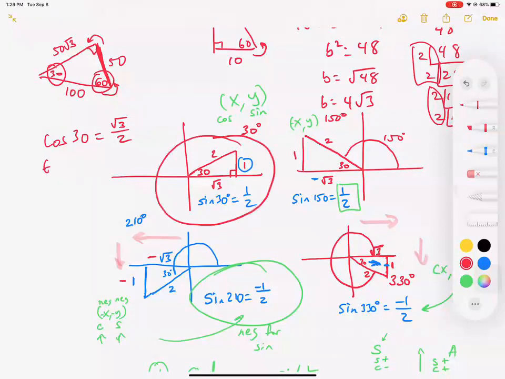If I ask you, what's the tangent of 30 degrees? Since we have the 30 degrees already drawn, that's going to be 1 over square root of 3, because it's opposite over adjacent. Now let's double check to see if the calculator gives us these same answers.